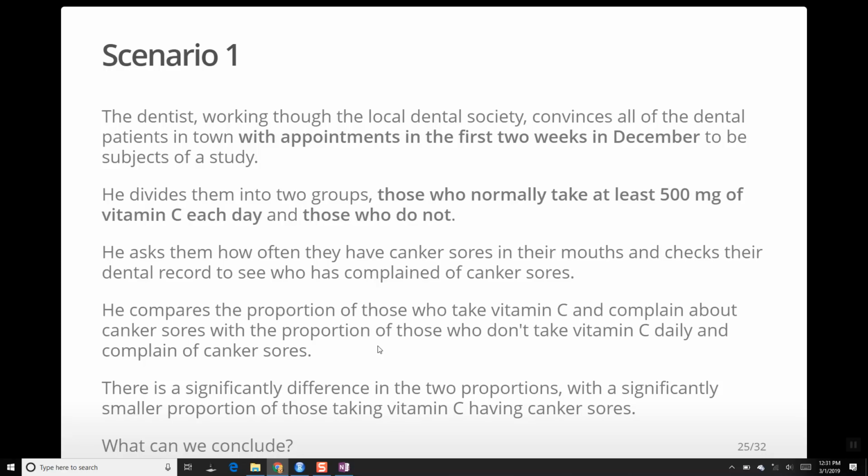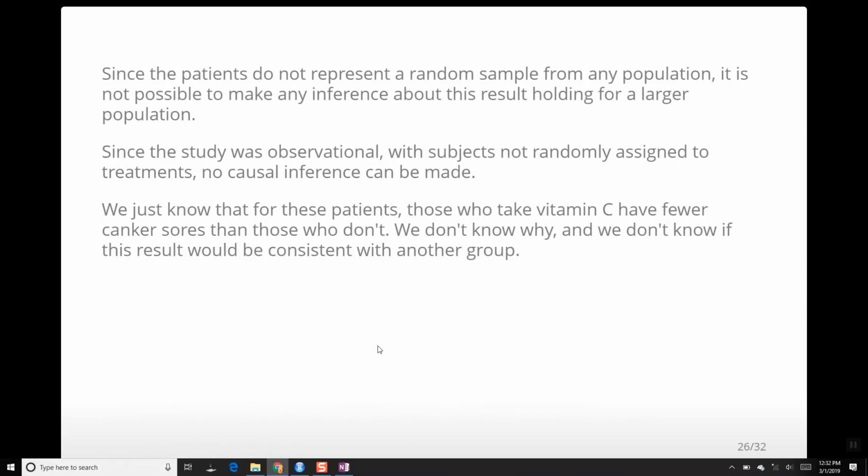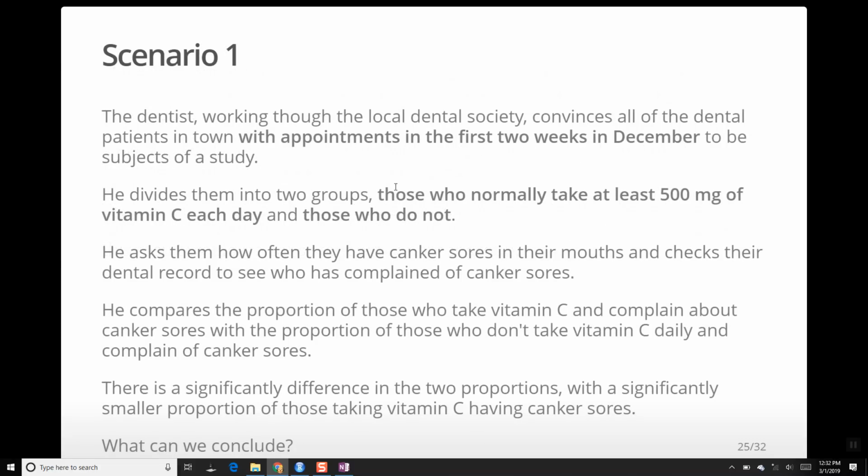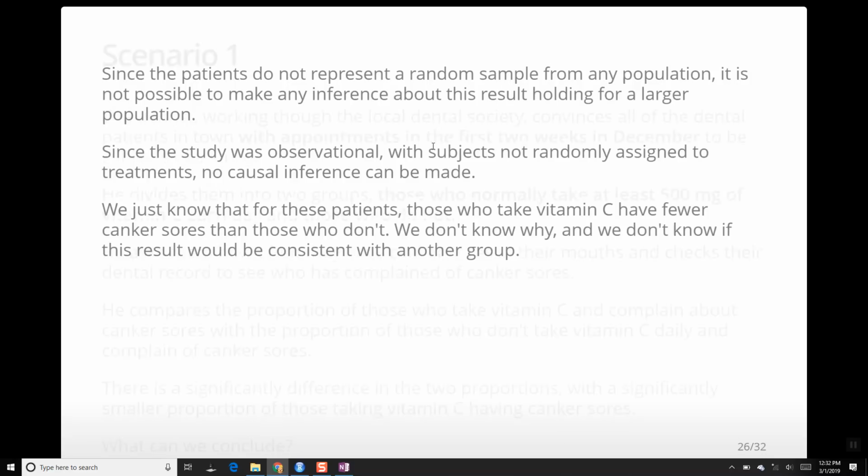So, you're shaking your head and we're saying bad. The answer is the patients are not a random sample from the population, right? How do we select them? We just got them by selecting them in the first 2 weeks in December. So they're not a random sample, so we cannot generalize to the larger population, because maybe those who make appointments in December are different from the rest of the population.